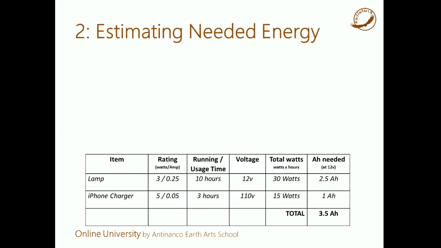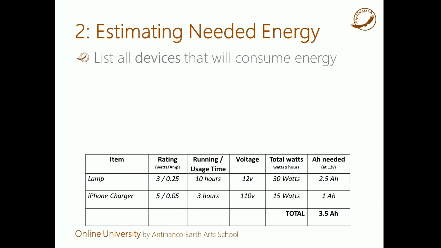Step 2. So this is where we go into the details of estimating the needed energy. So first and foremost, list everything that you want to use while you're off-grid. So we have a little table on the bottom. It's a very, very simple one, but you can copy it and you can expand it into many, many rows depending on what you really have.